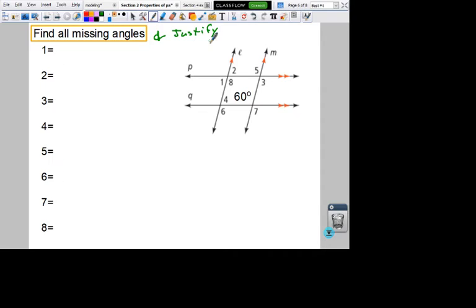Like this one is 60 degrees here. What's this one? Okay, how do you know? What's that called when they're going diagonals? They're between the lines, right? So they're alternate interior. So you go angle 3 equals 60. And your reason is because alternate interior. 60. Okay. So what else do you know? That's 60. What else do you know?